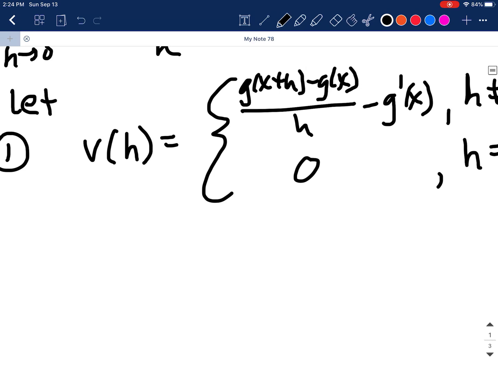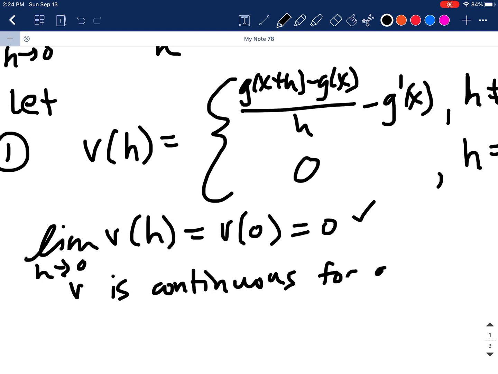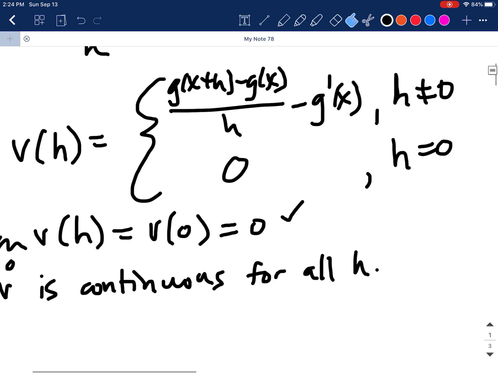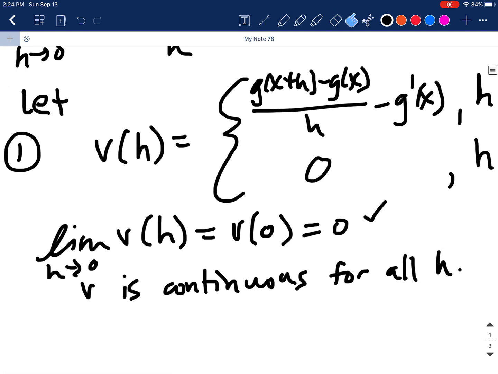So let's take a note that the limit as h goes to 0 of v of h is equal to v of 0, which is just 0. So note v is going to be continuous for all h. We would be worried at 0, of course, because our value doesn't exist there for that g of x expression. But we're just 0 at 0, and the hole is filled in. So that difference is going to approach 0. So v is a continuous function. That's going to be very useful for us.